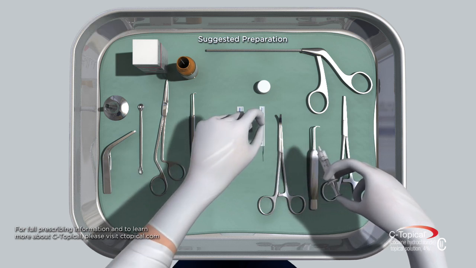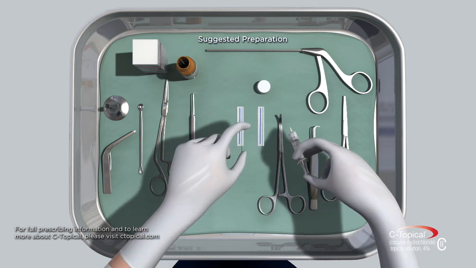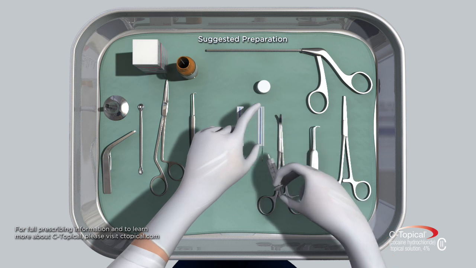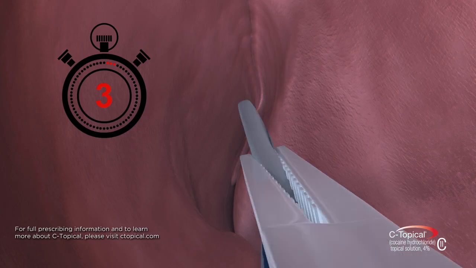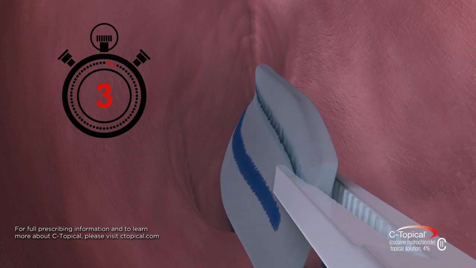While the number of pledgets is discretionary based on diagnostic procedure or surgery, whether it is unilateral or bilateral, and on the size and geometry of the patient's nasal passage, it is recommended that 2 pledgets be used for each treated nasal cavity. Within 3 minutes, apply the pledgets to the subject's nasal cavities as shown here.